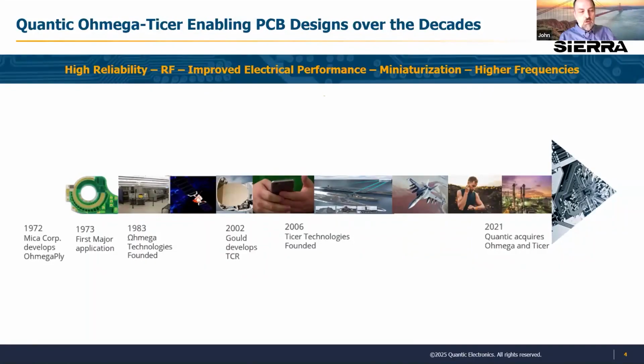Omega's been around for a long time. The original concept dates back to the 70s. In '83, it was formed as its own separate company, and then in 2002, a copper foil company called Gould created this other competing technology. And in 2006, Ticer was spun off from Gould. But then in 2021, a company called Quantic Electronics bought both companies and brought the technologies together, and that's where we are today.